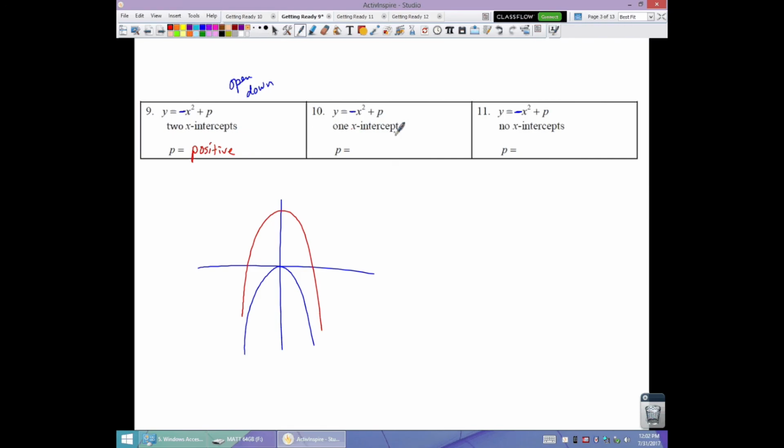In order to have only one x-intercept, it can't shift at all. It would have to stay right here with the vertex at the origin. So p would have to be 0. Nothing else could work. Nothing else will make that happen. And to have no x-intercepts, this blue parabola would have to shift down so that the entire graph was below the x-axis and never touched it. That happens by putting a negative value for p.